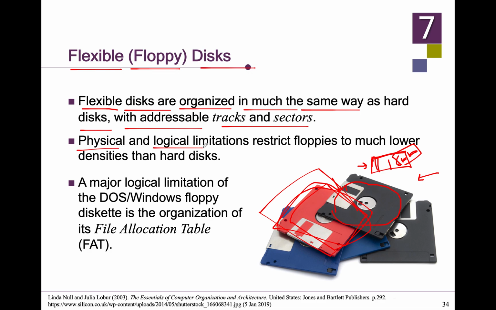So physical and logical limitations restrict floppies to much lower densities than the hard disk. A major logical limitation of these DOS or Windows floppy diskettes is the organization of its file allocation table, or FAT. So we're going to have a format. If you try to format your pen drive manually, you also have to pick what format for your pen drive. The same goes for the disk and your CD. They have their own format, so this is the file allocation table, or FAT, under this format.